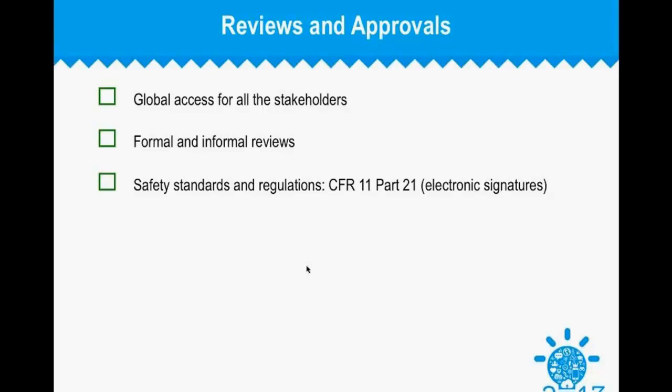This is essential because very often the teams are distributed and the business stakeholders are located in different places. Sometimes you need formal and informal reviews. Sometimes the formal approvals for system and design requirements are requested by vendor and supplier contracts. And often, the review and approval functionality is also regulated by different standards like CFR 11 Part 21 for electronic signatures. So you really have to prove that the approved specification has been signed electronically by stakeholders.